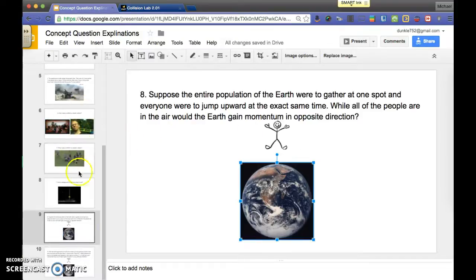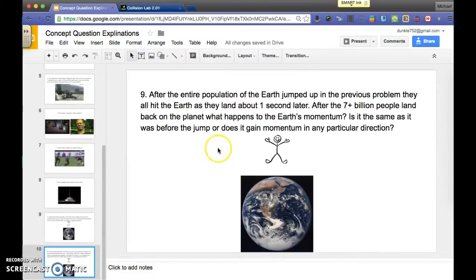It's the law. And then finally, after the entire population of the Earth has jumped, here we're all the way up in the air, and we're going to land about a second or so later because gravity pulls things down, so we're going to get pulled back to the Earth. So after 7 billion people land on the planet, what's going to happen to the Earth's momentum? Can we knock it out of its orbit? Would it just be like it was before, or is it going to be something in between?